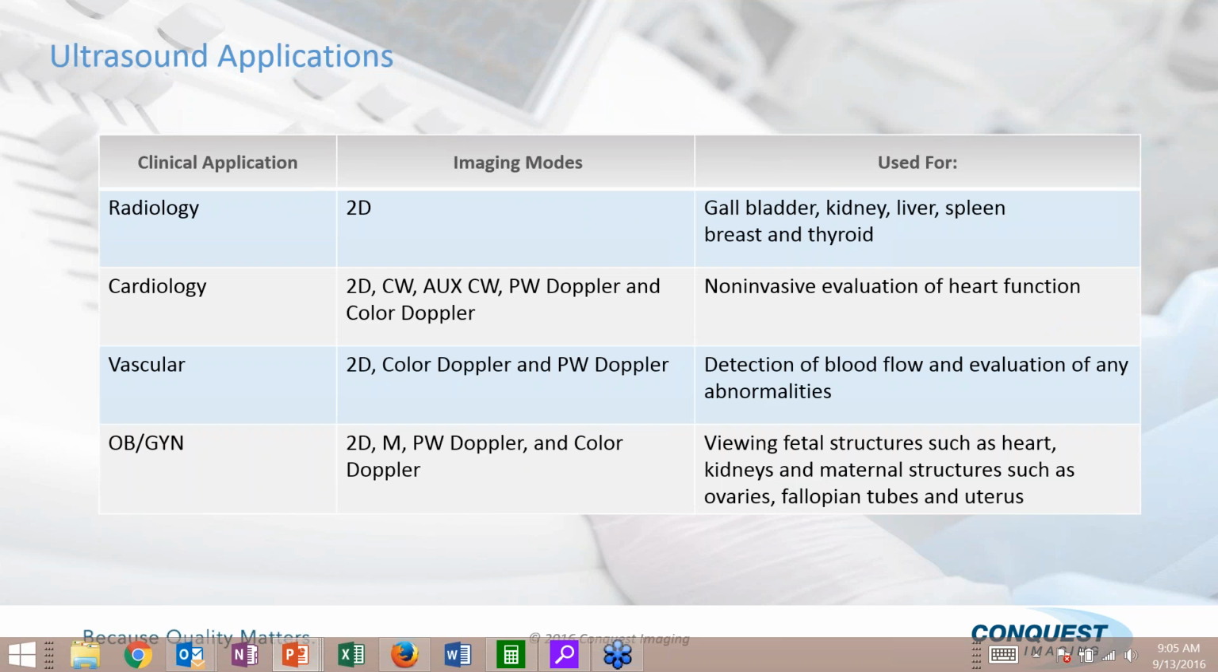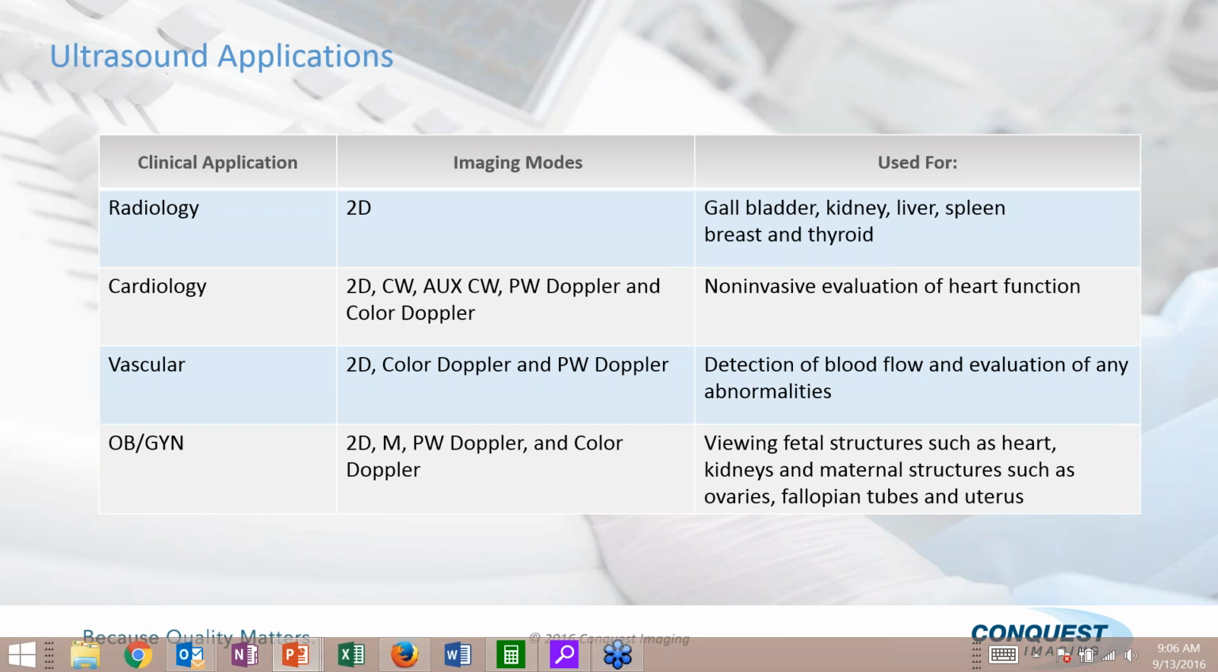There are various applications for diagnostic ultrasound. The first one is radiology, also referred to as general imaging. That applies to abdominal scanning, which would include gallbladder, kidney, liver, and spleen, and then something called small parts. Small parts is a generic term for a class of ultrasound exams that apply to superficial structures such as breasts, thyroids, testicles, and musculoskeletal applications.